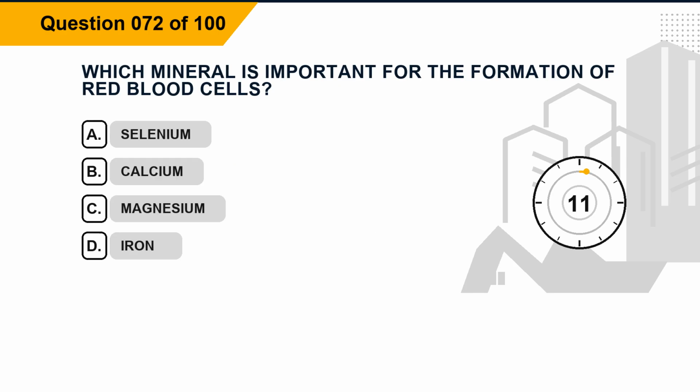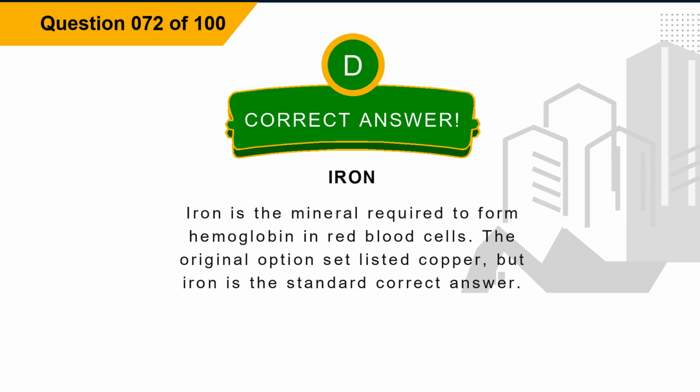Question 72. Which mineral is important for the formation of red blood cells? Option A, selenium. Option B, calcium. Option C, magnesium. Option D, iron. The correct answer is option D, iron.